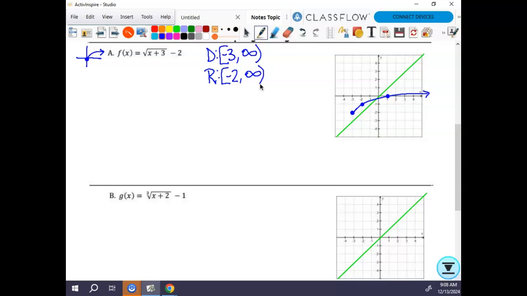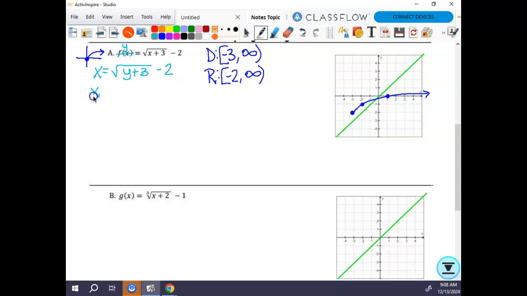And then what we're really doing here is finding the inverse. So I'm going to change f of x to y, and then I'm going to switch x and y. x equals the square root of y plus 3 minus 2. And then I solve for y without making up math.